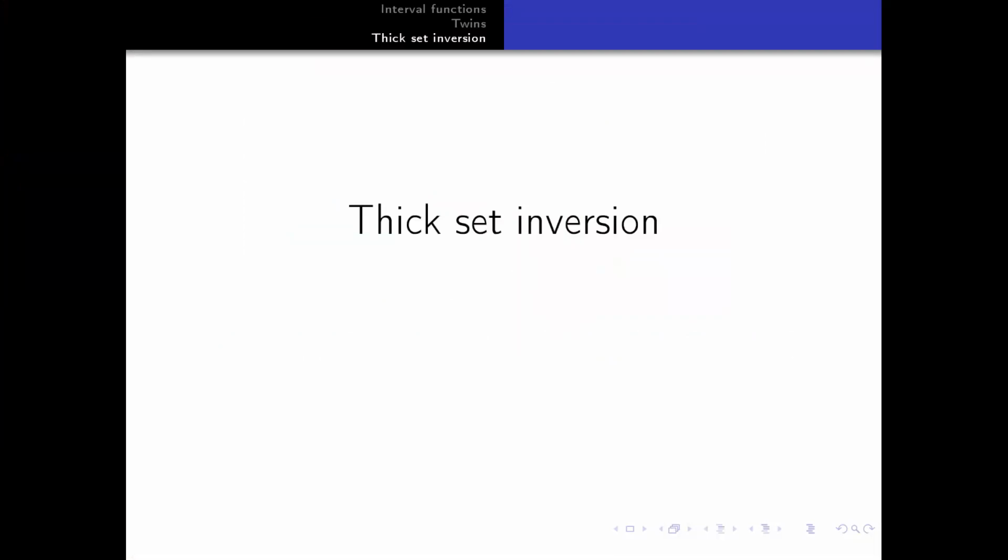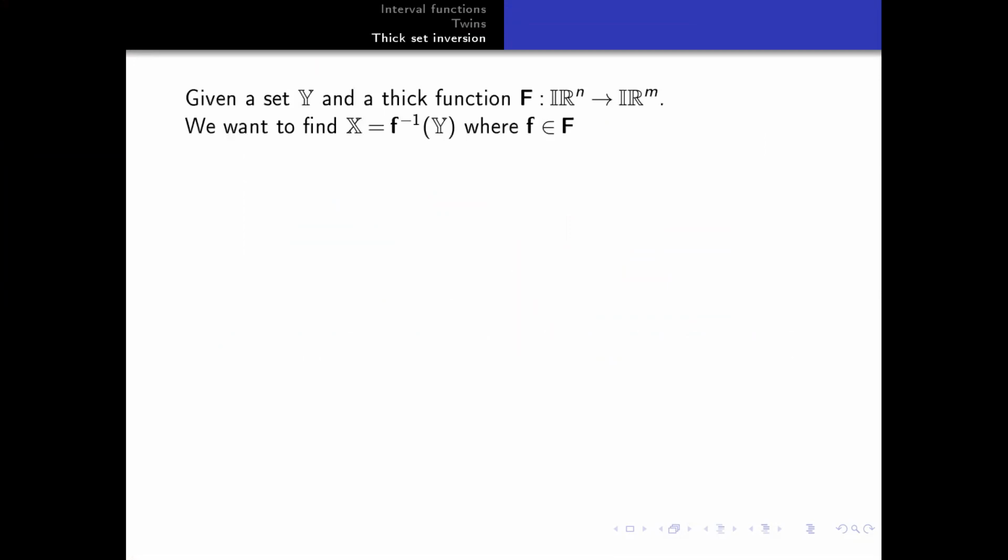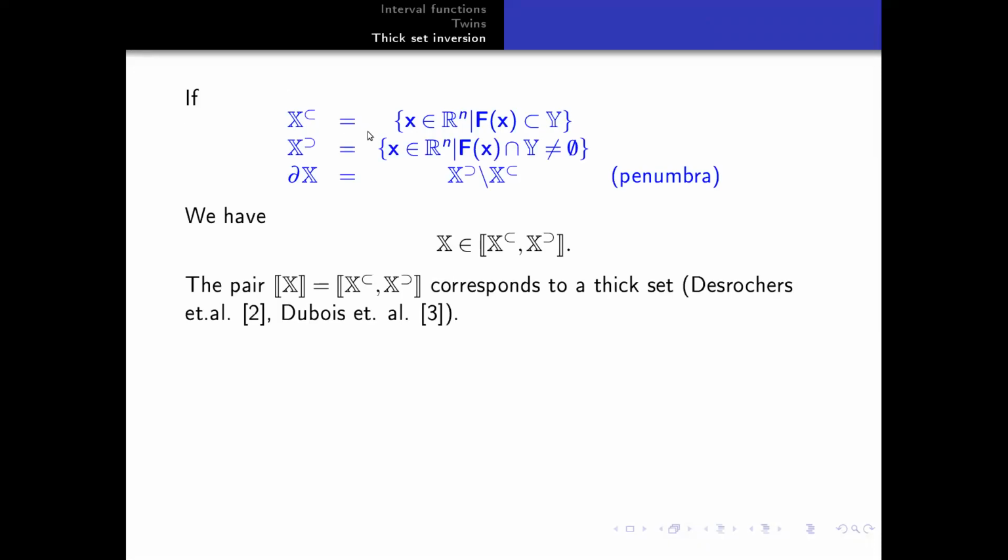Now I want to explain how we can introduce thick boxes inside an algorithm. So I have a set Y, and a thick function f, which is uncertain, which gives a box to another box, okay? And we want to find the set of possible inverses. Since f is uncertain, I will obtain a family of possible sets for x. And I want to approximate it. So let me show how this can be done.